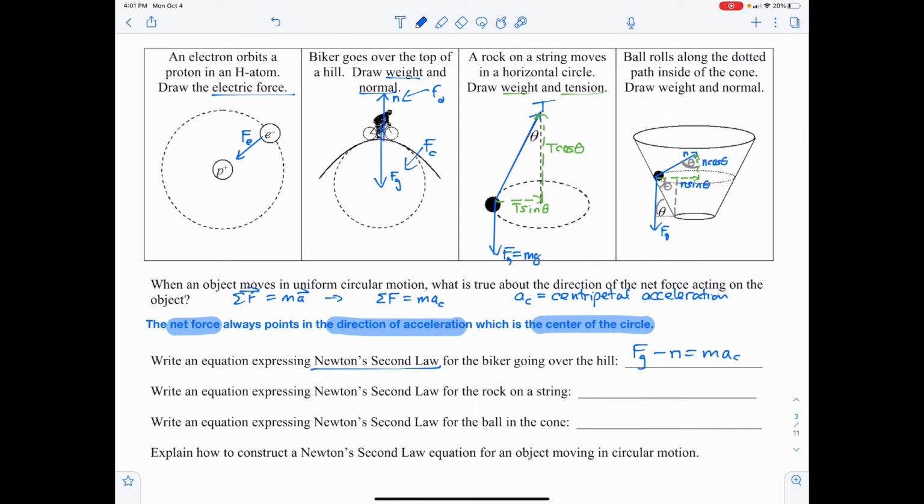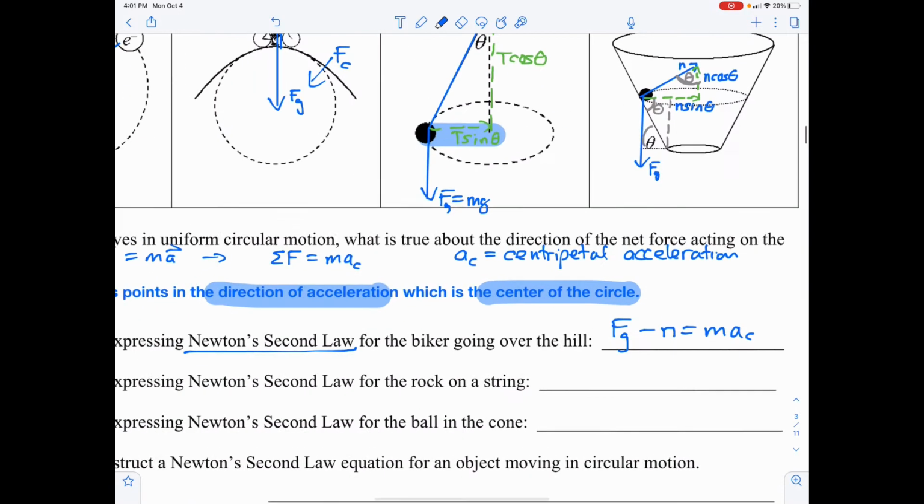Write an expression for Newton's second law for the rock on a string. Okay, now Newton's first law would be to balance the forces of T cosine theta going up and mg, the weight, going down. But that's a first law example, not a second law. The second law would be an example where we're accelerating. We accelerate in the direction of the circular motion, which would be towards the center of the circle. Therefore, in this example here, the net force would be T sine theta equals ma, because T sine theta is what causes the curvature.